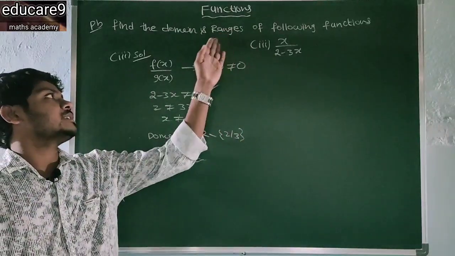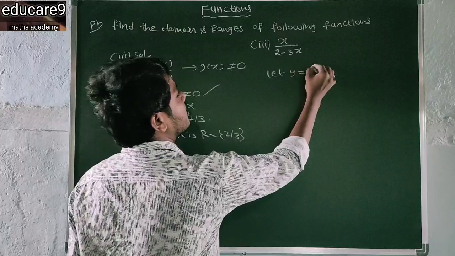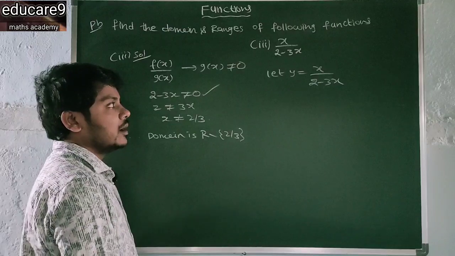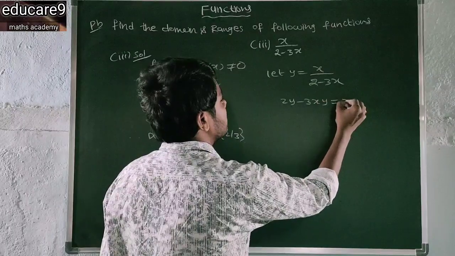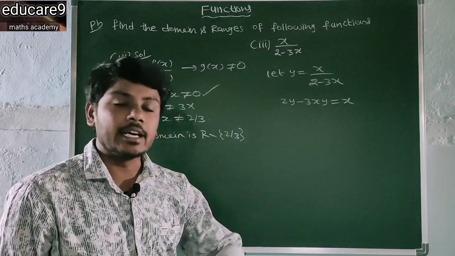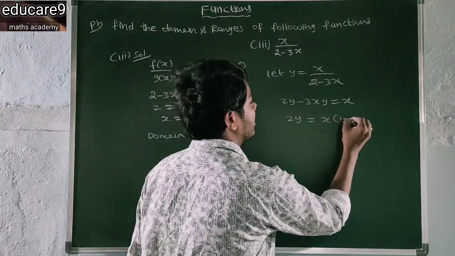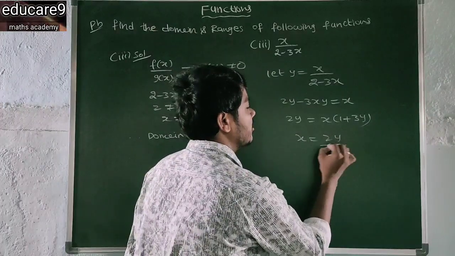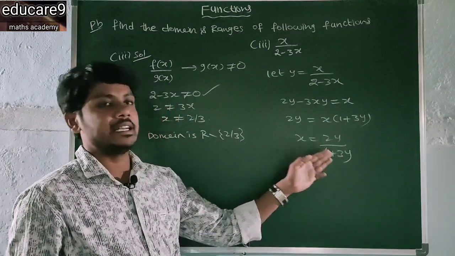Now for finding the range, let the given function be equal to y. So write, let y is equal to x by 2 minus 3x. Now this gives 2y minus 3xy is equal to x. From this you can write the x value in terms of y. So here 2y is equal to x, taking x common, you get 1 plus 3y. So what is the x value? 2y by 1 plus 3y. So clearly you get x in terms of y.